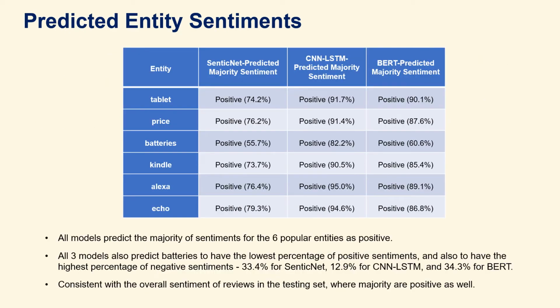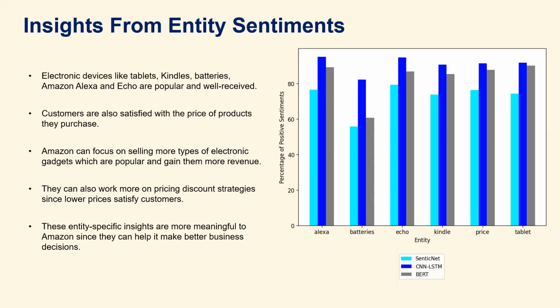So, from the prediction results, we can see that all 3 models predict the majority of sentiments for the 6 entities as positive. And all 3 also agree that batteries have the lowest percentage of positive sentiments as well as the highest percentage of negative ones. So, what do these insights give us?